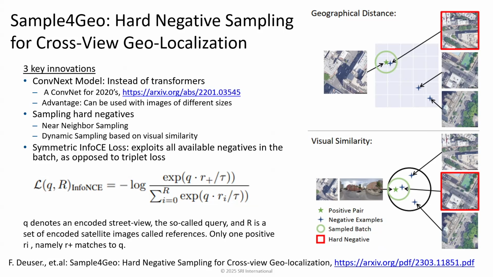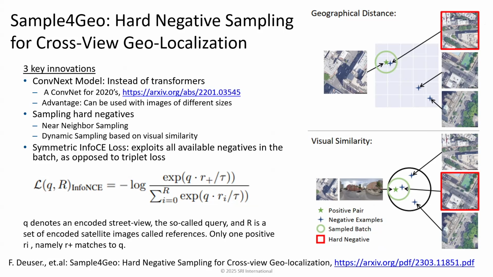And after that, they would say, okay, I've done that for a bit. Now I'm going to look for those negative samples whose cosine similarity is close to mine, who are visually similar. And then I'll train with it. And so they would sample hard negatives that way.